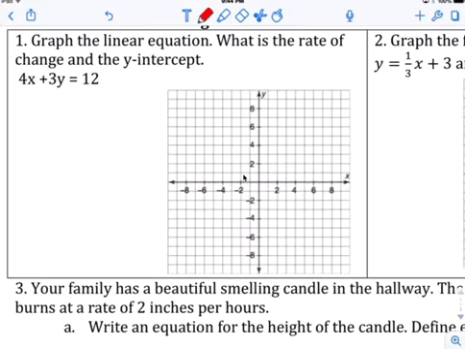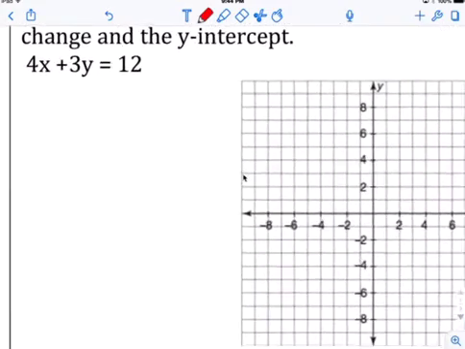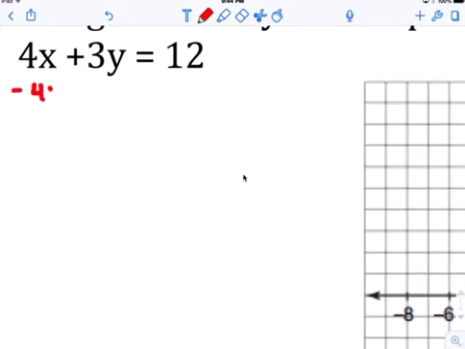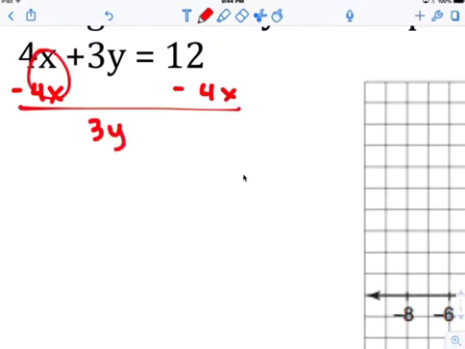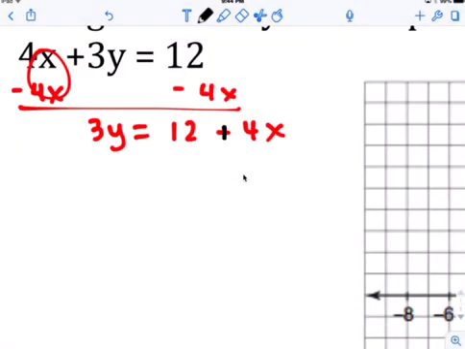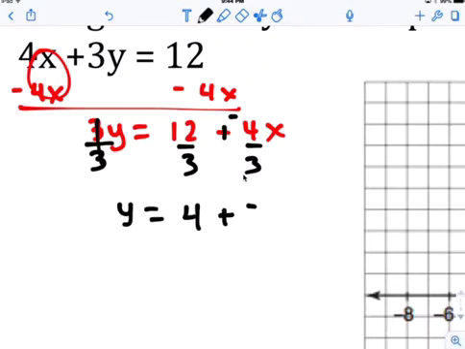Okay, you can't graph it when it's in standard form. You need to solve it for y for slope-intercept form. So you have to subtract 4x from both sides. 0, 0 plus 3y is 3y equals 12 minus 4x. Do additive inverse because it's a minus, so it's plus negative. Divide by 3 to all of them. Okay, y equals 4 plus a negative 4 over 3x.